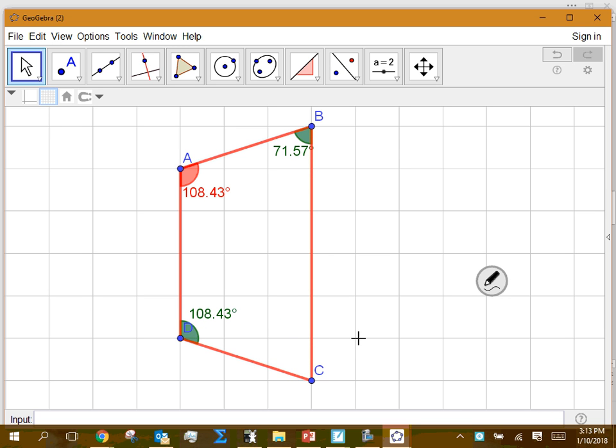Because look at that. Are these two supplementary? Those two are supplementary, right? So that makes this segment and that segment parallel, right? Is this angle and that angle supplementary? No. So that means those lines are convergent. They're not parallel. What type of shape is that then? That's a trapezoid. So to be a parallelogram, we need both pairs of consecutive angles to be supplementary.